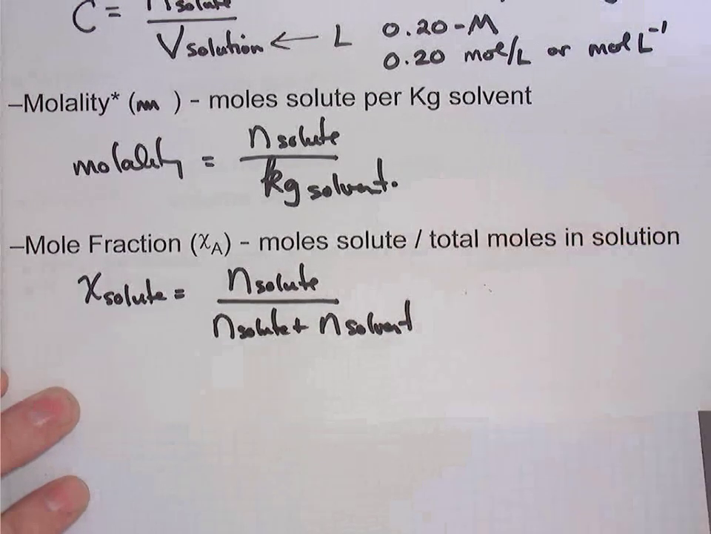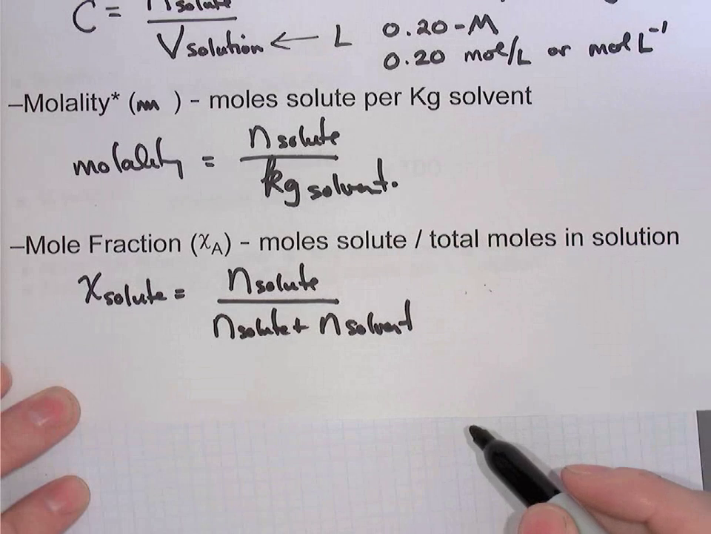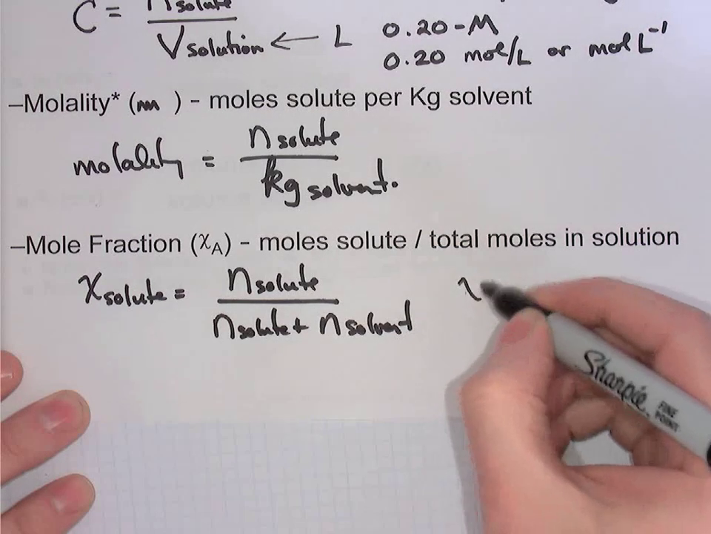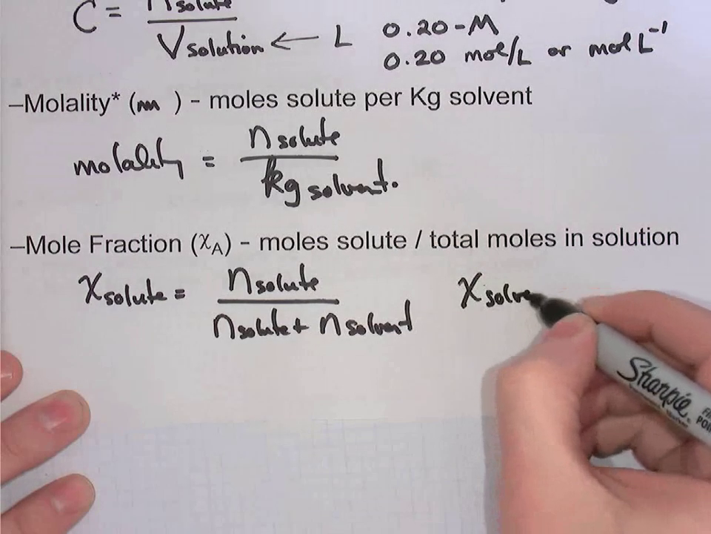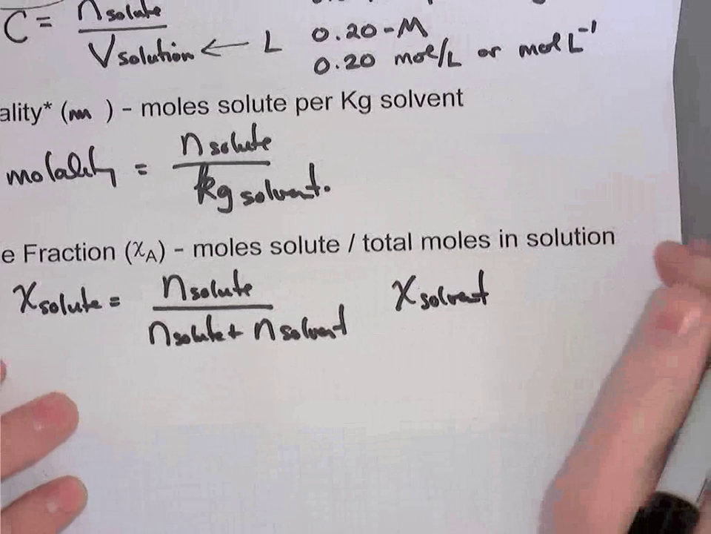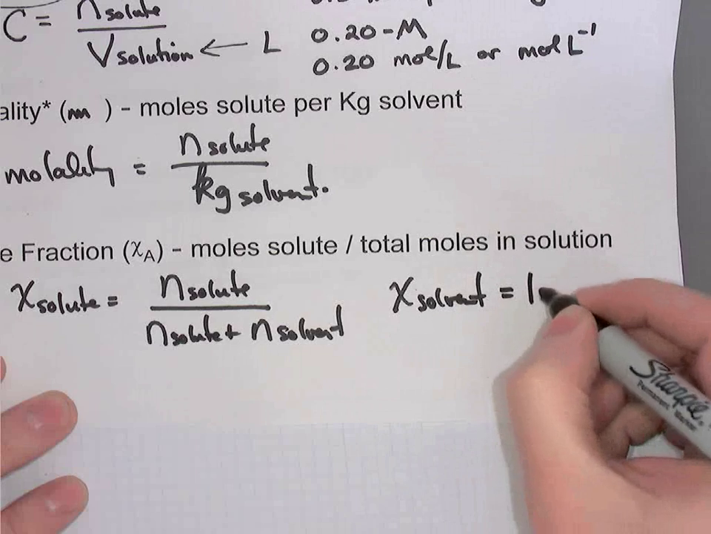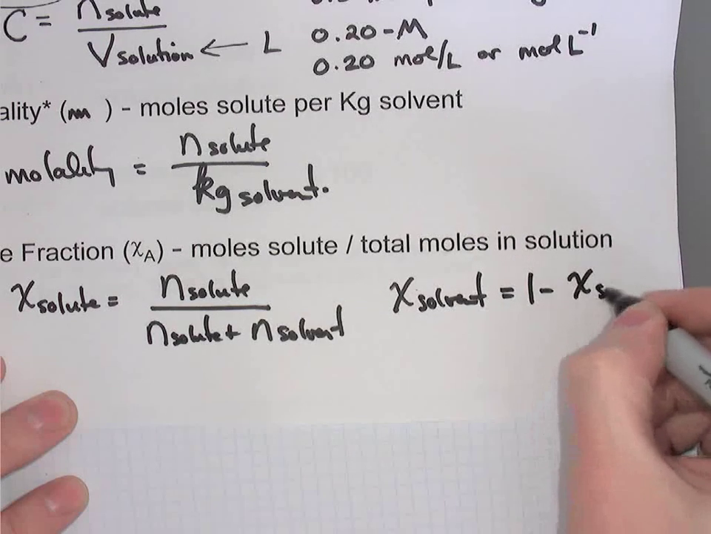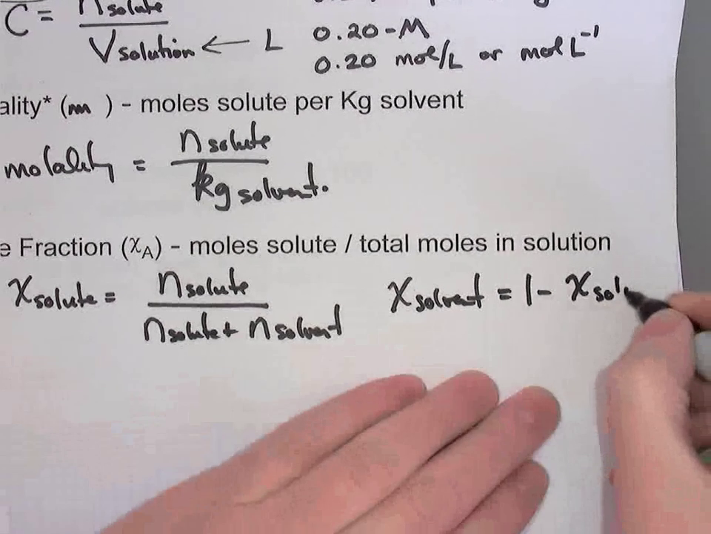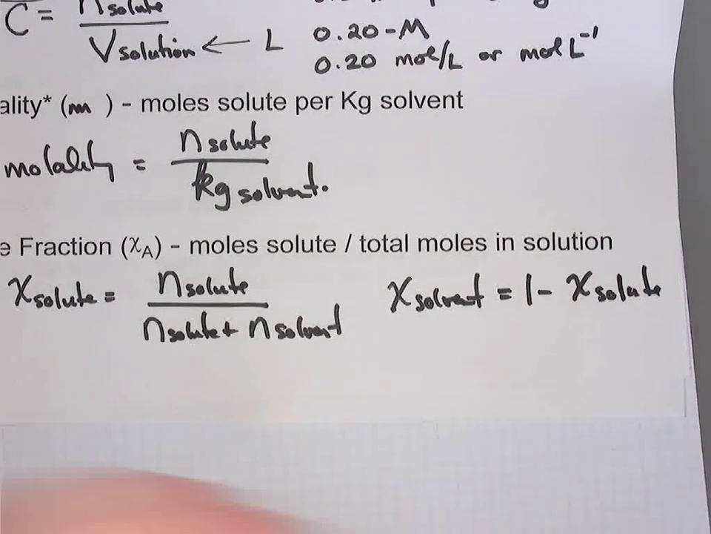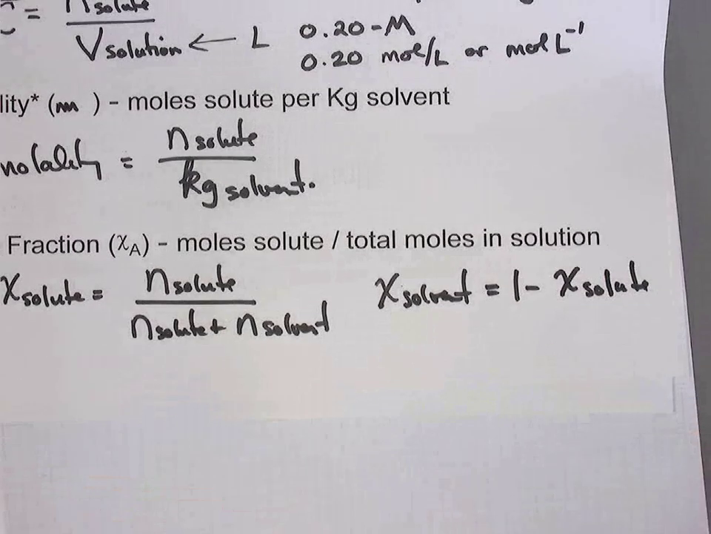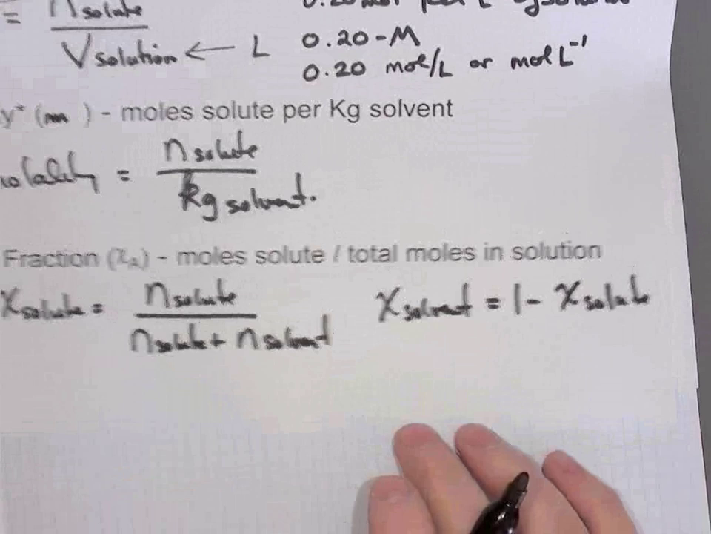However, if you have already calculated the mole fraction of your solute, you could say that the mole fraction of the solvent, since there's only 2 components in this solution that we're talking about, is 1 minus the mole fraction of the solute. Now that again assumes that there's only one solute in this solution.